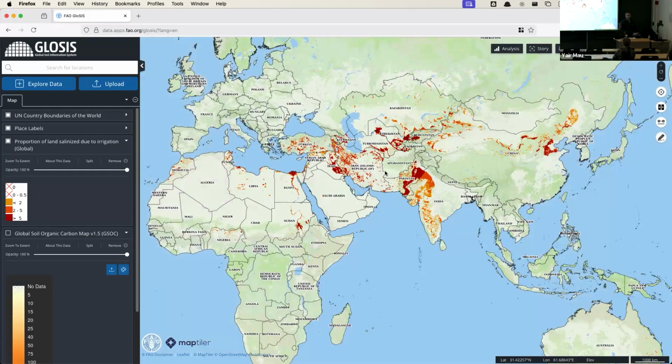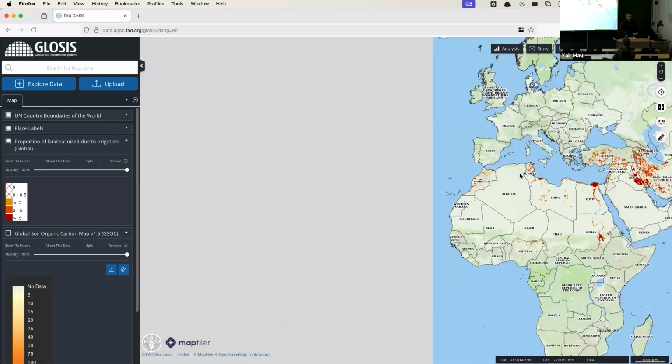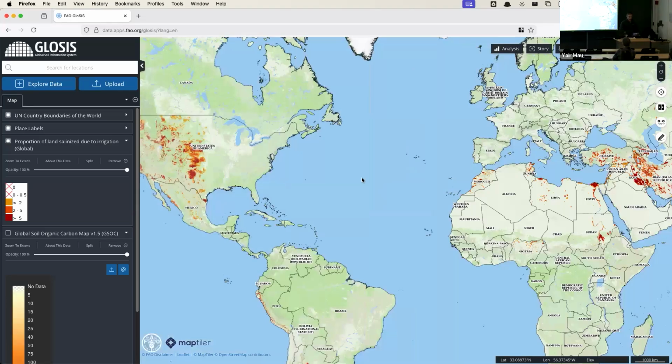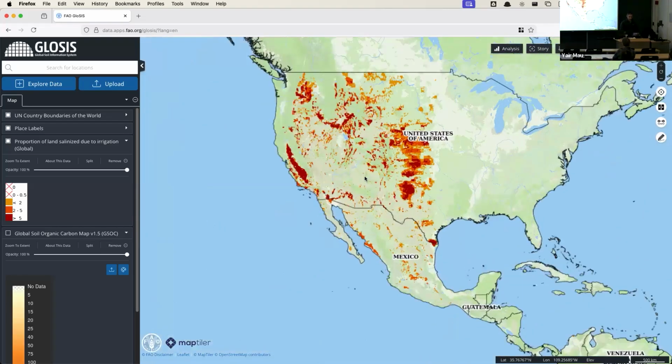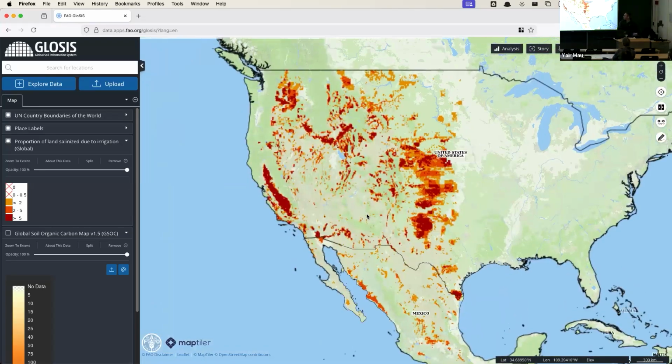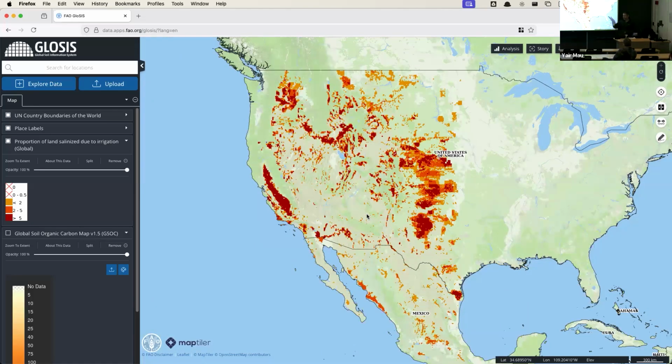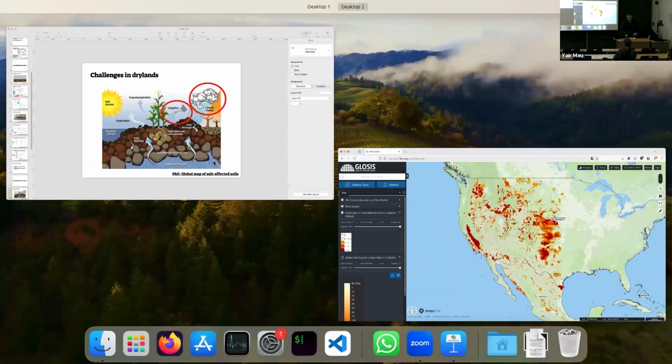It is mostly a problem for drylands. So let's go to North America. Let's see how North America is doing. So here, yeah, I will focus in a little while on this region here. This is the Central Valley in California, a great powerhouse of agriculture, and I'll deal with this as a case study in a little while.